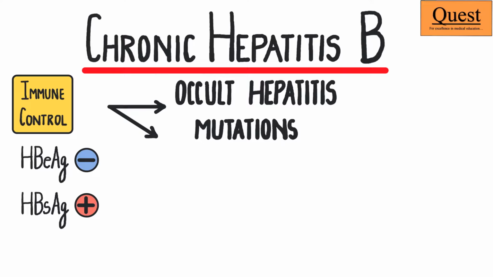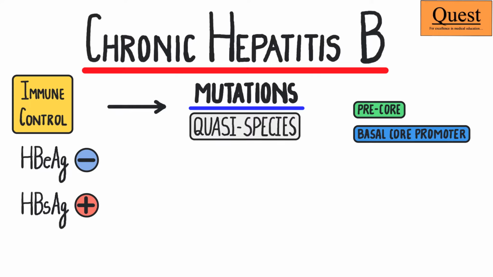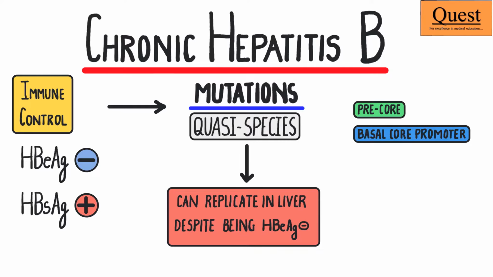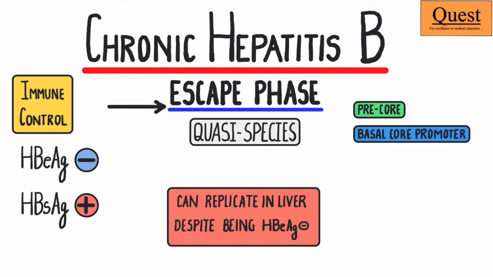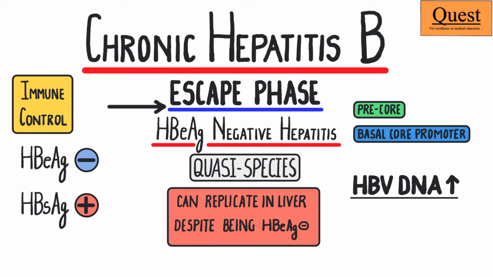Most cases after the third stage would actually become HBe antigen negative, but would now start developing quasi-species of hepatitis B virus. These are variants of the virus which have mutations in the pre-core region or the basal core promoter region. These viruses are still able to replicate while being HBe antigen negative. This is the escape phase or hepatitis B e antigen negative hepatitis phase. In such cases, patients will continue to have HBV DNA proliferation and would remain at risk of cirrhosis and hepatocellular carcinoma. We need to watch out for these cases and treat them accordingly.